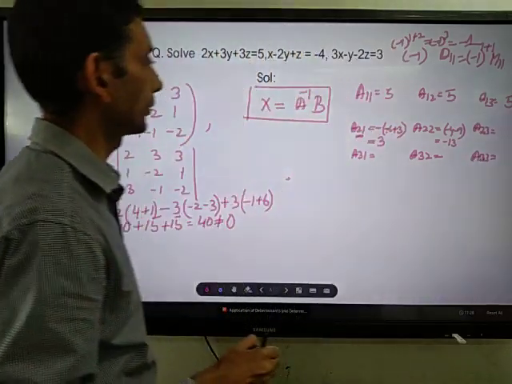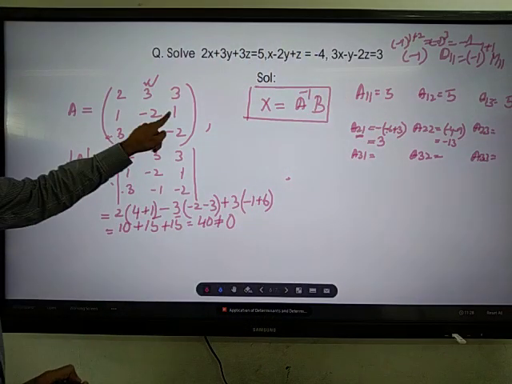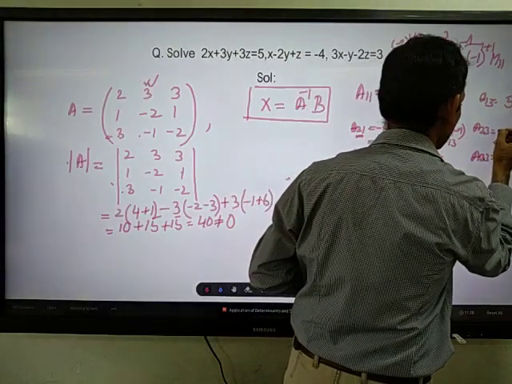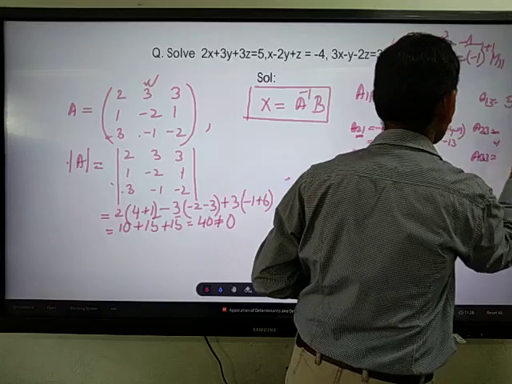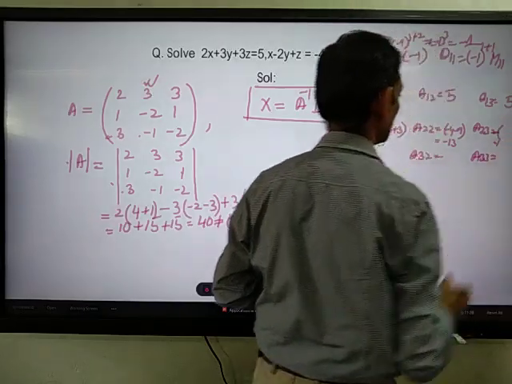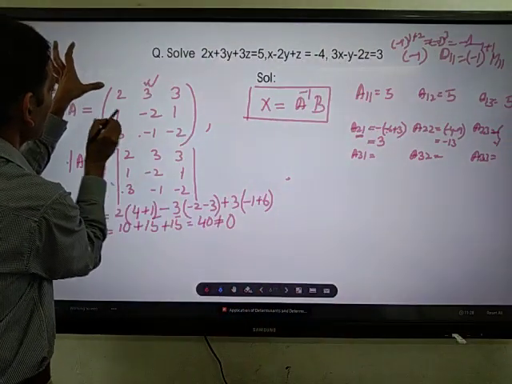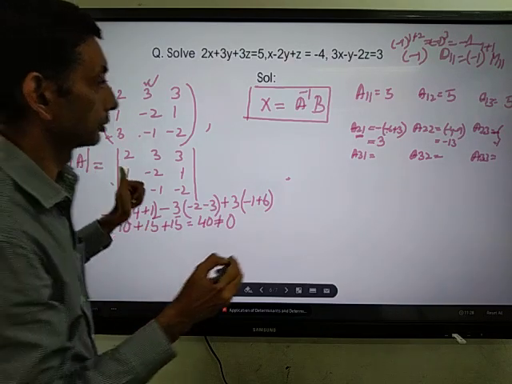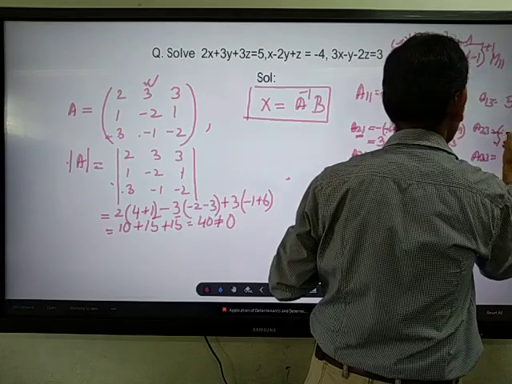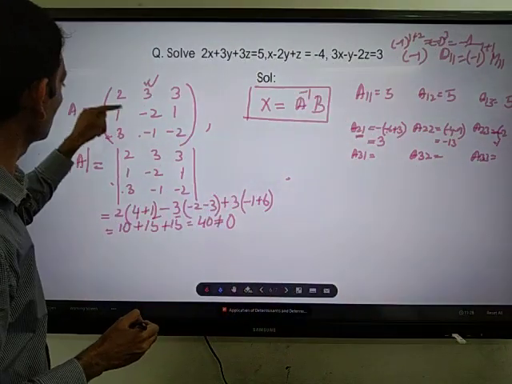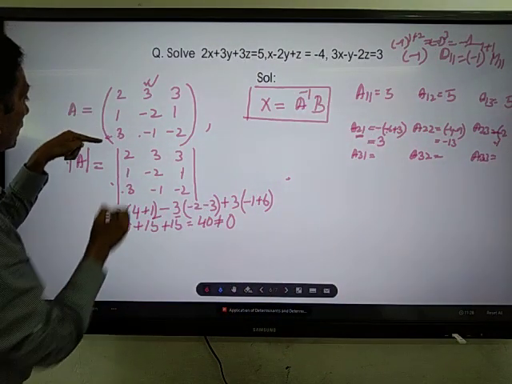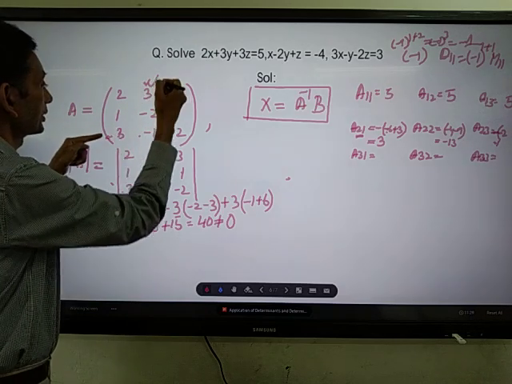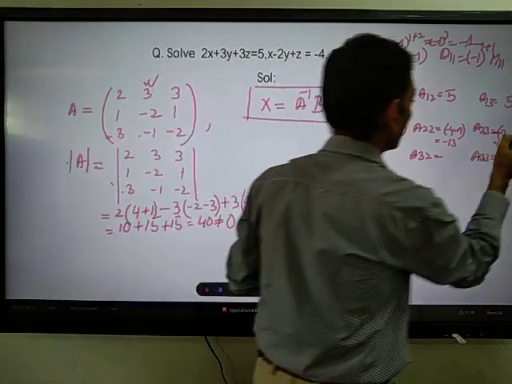Right? A23. Now the cofactor of A23, the cofactor of this element. 2 plus 3 is an odd number, so it will be multiplied by one minus sign. Minus this element. What do you have to multiply? 2 into minus 1 is minus 2. And there will be one more minus sign: 3 into 3 is 9, minus 9.